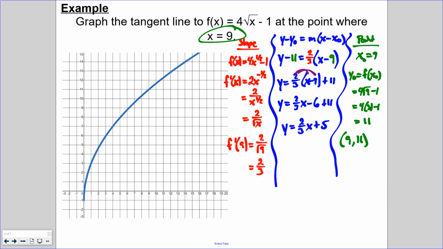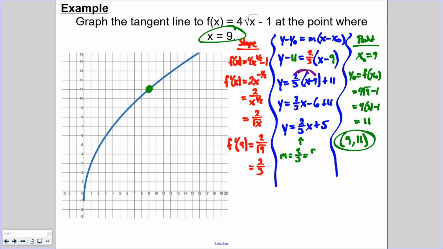All right, so now that we have the equation of the tangent line, we just need to graph it. We know that the point on the curve we're trying to draw the tangent line through is (9, 11), so we can go ahead and put that point in here. Now we need to graph the tangent line. We can see the tangent line is going to have a slope of 2/3.